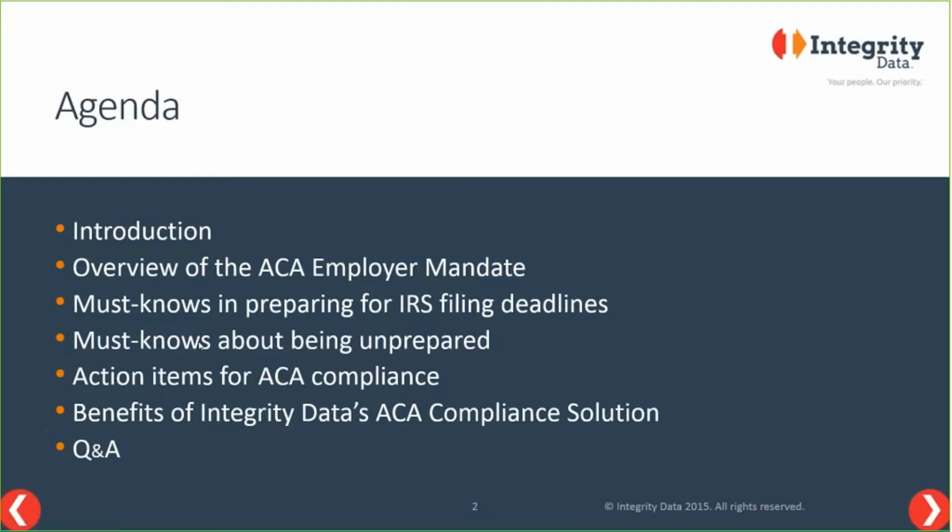And we're going to talk about the filing deadlines related to Affordable Care Act compliance. We're going to talk about what you need to know if you're not prepared. Introduce the P word, the penalty word, and talk about those. Action items for ACA compliance. So how do you start breaking down what it is that you need to do and what type of organization that you are? We're going to walk through Integrity Data's ACA compliance solution and how you can do that fuss-free, as the webinar is entitled, and talk about the benefits of that solution.